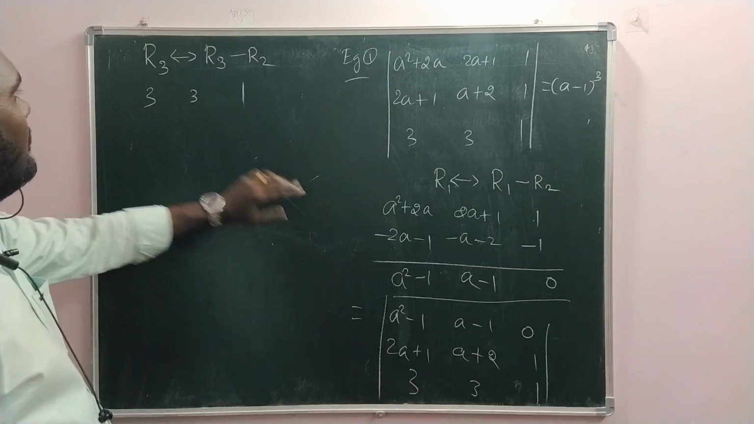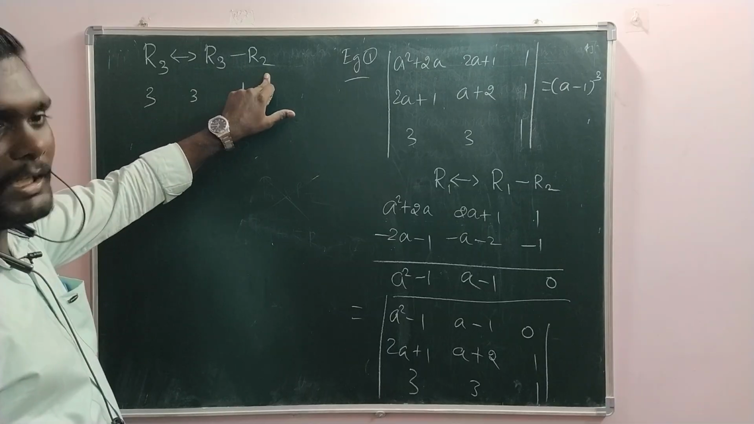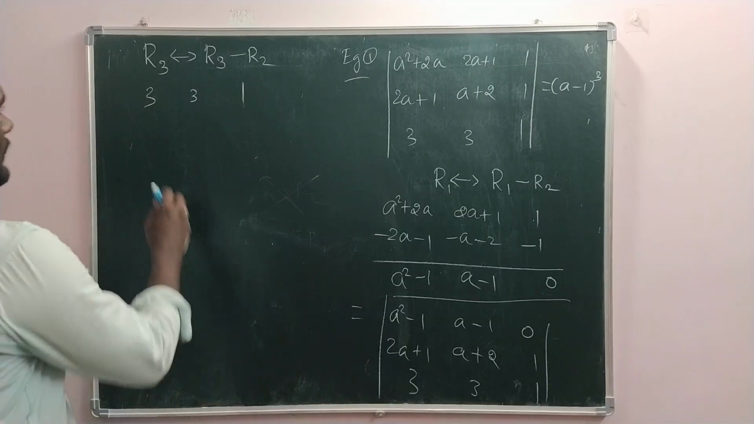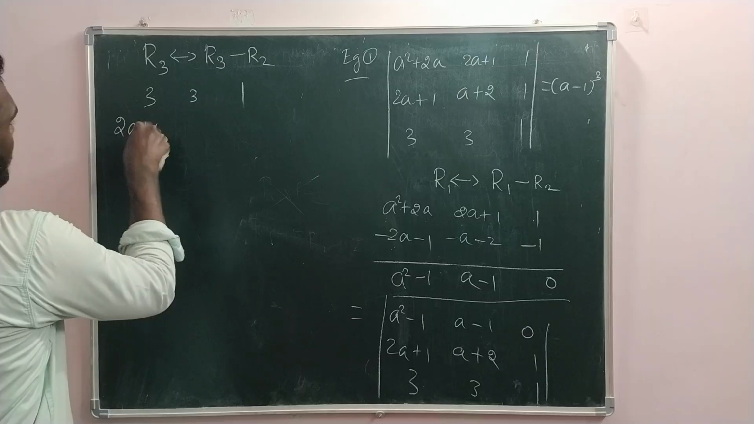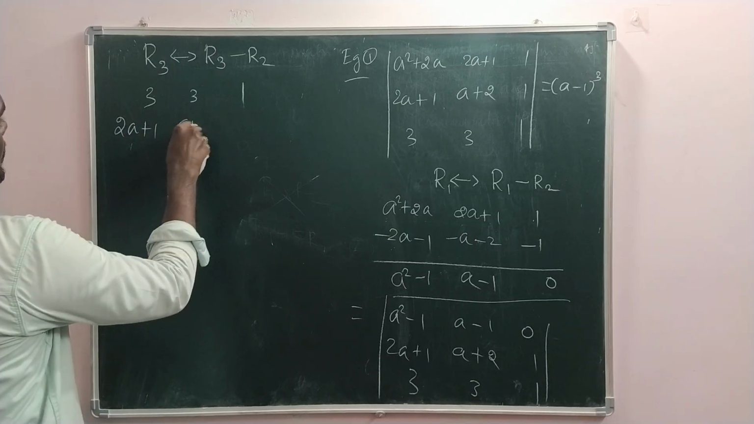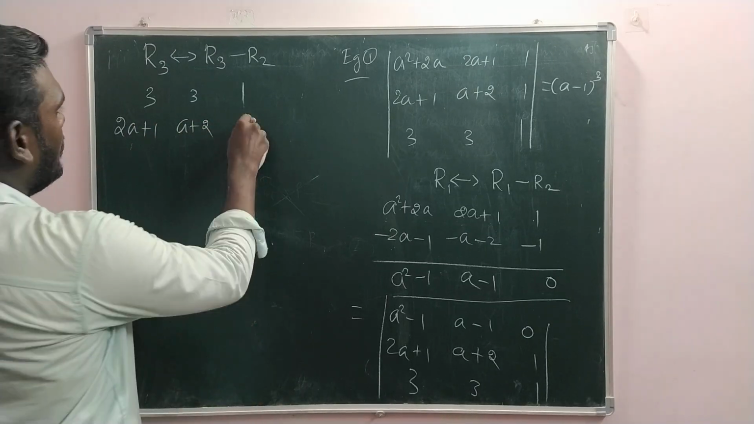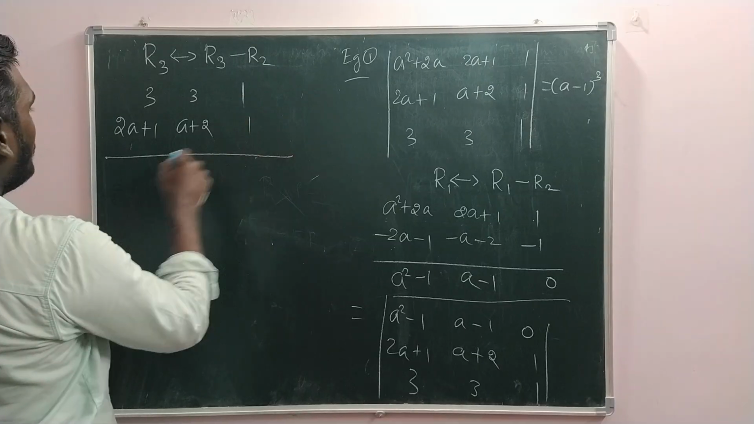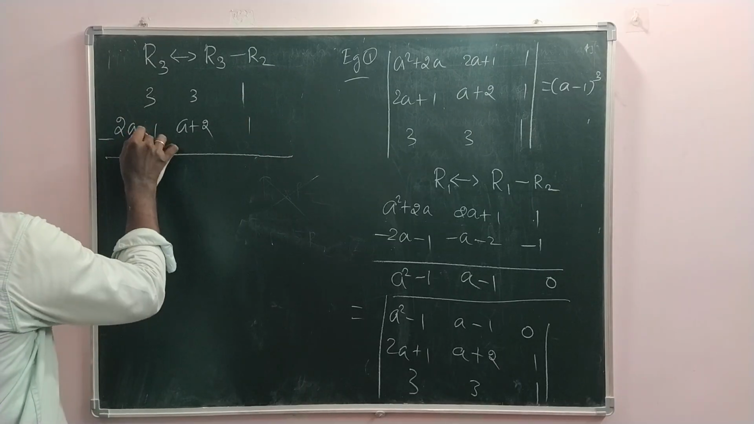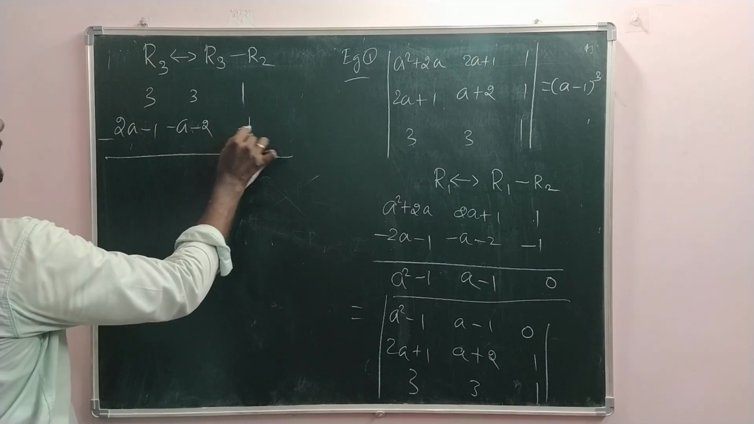Yes. See here I am simply taking R3 and subtracting the elements of R2. So R2 elements are 2a plus 1. We should be very, very careful while doing this. A plus 2 and 1. So I am going to put minus. So this is minus, this is minus, this is minus, minus, minus.